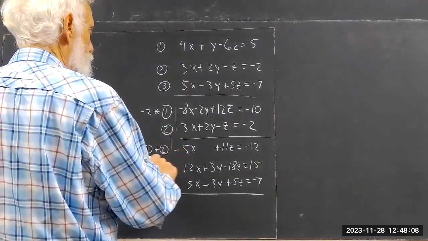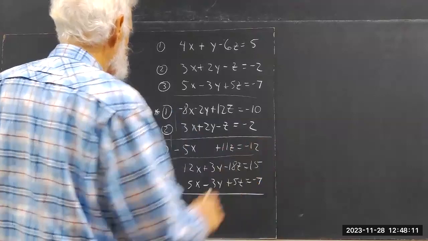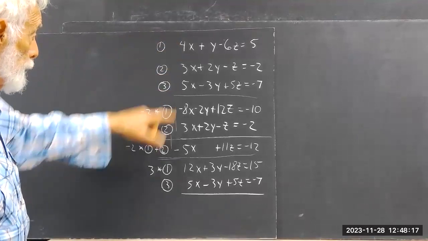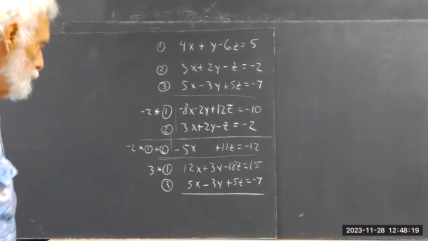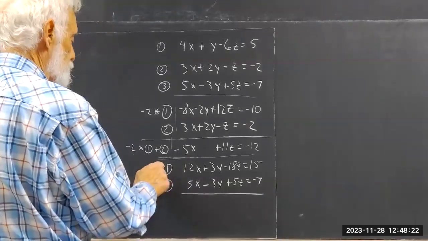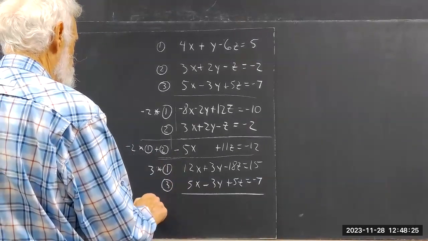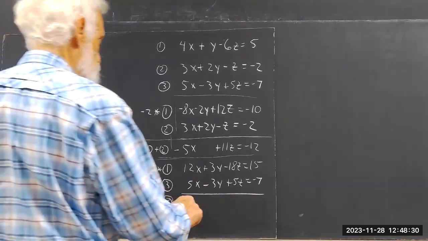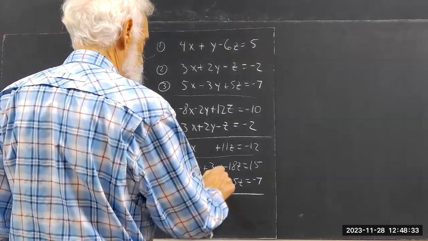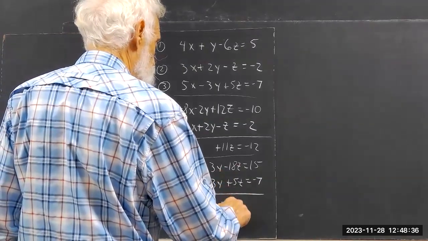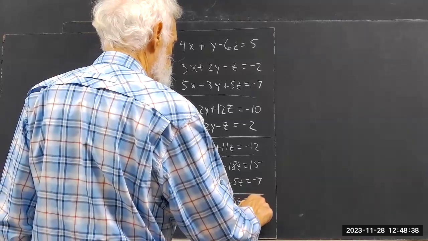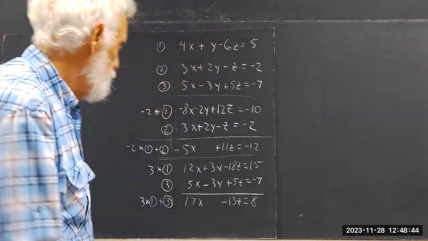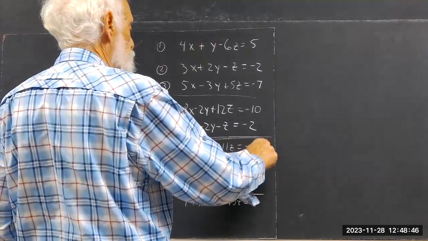Now I've labeled this equation we get when we multiply -2 times equation 1 and add equation 2. So down here, when I add these, it's like I'm going to take 3 times equation 1 added to equation 3. So I get 17x, 0y, minus 13z equals 8. Okay, so I now have a system of 2 equations.